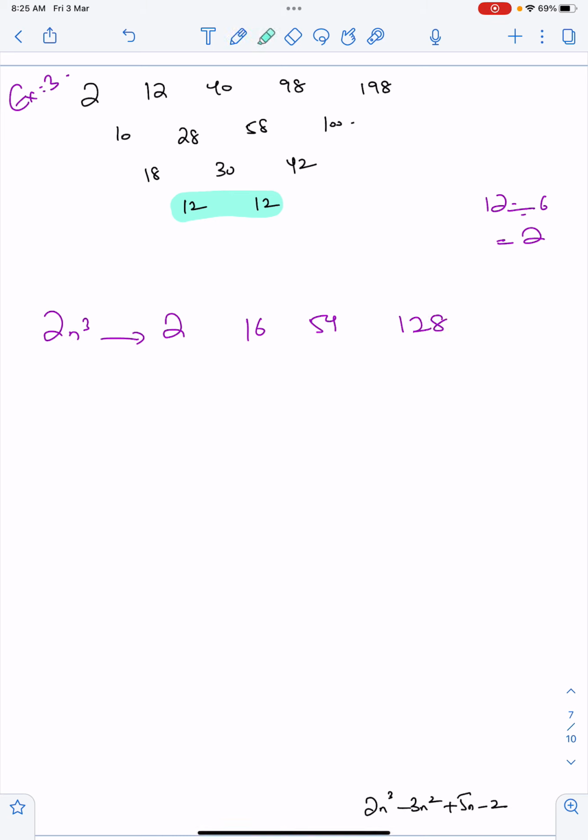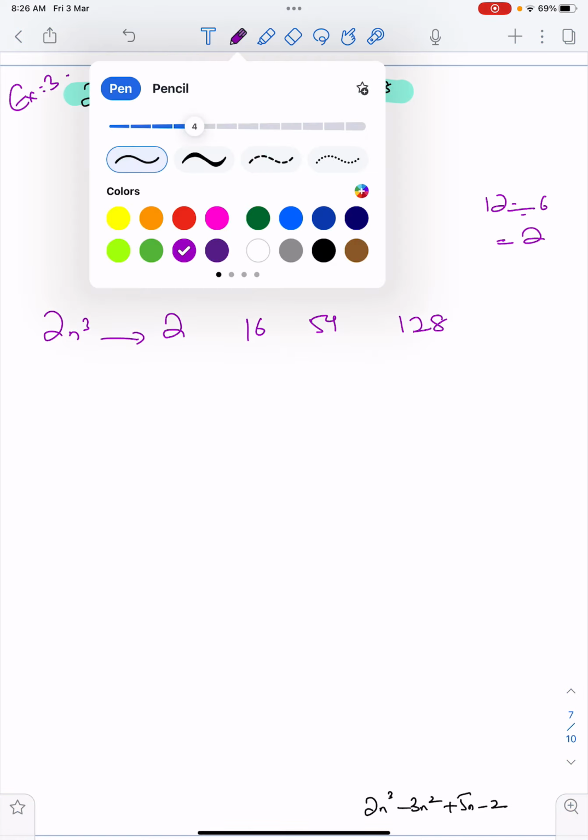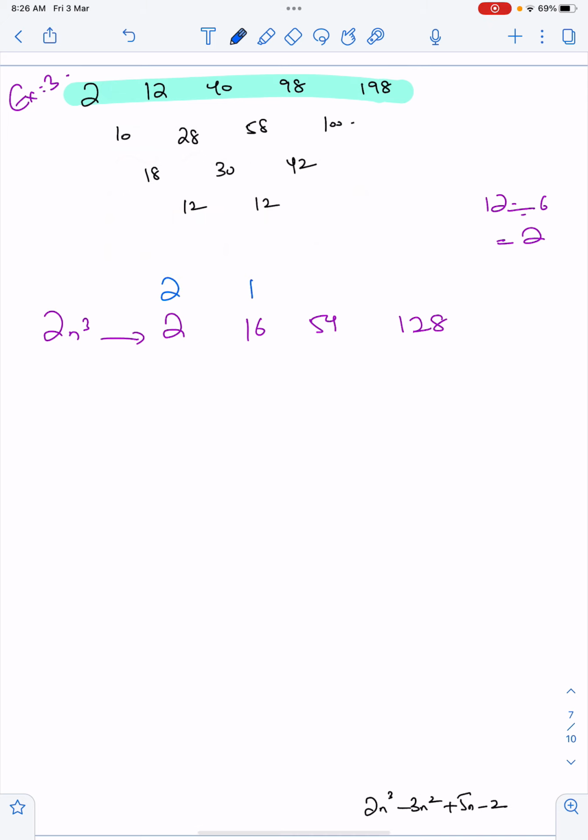Write down the original sequence, which was 2, 12, 40, 98. Subtract the two and you will get 0 here. 12 minus 16 is minus 4. 40 minus 54 is minus 14. And 98 minus 128 is minus 30.